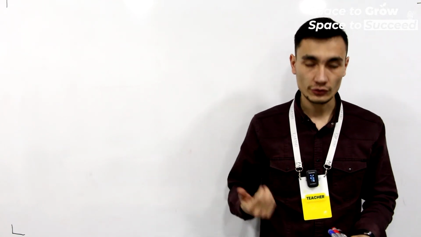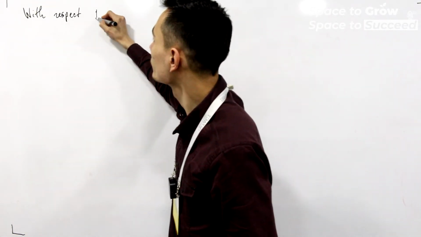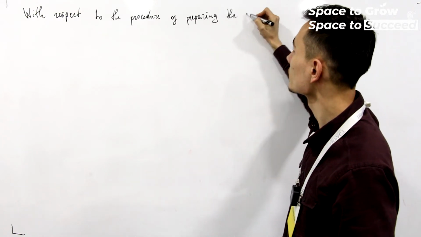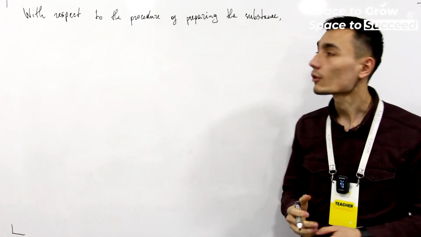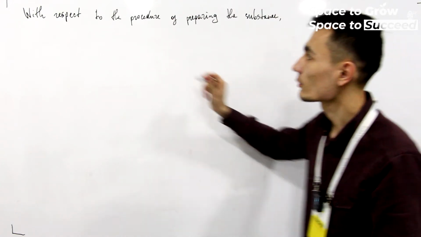Now let's continue with body paragraph 2, and we start our second sub-procedure, which is preparing the substance. We should start first with the structures to begin our body paragraph. As well as "regarding," we can just use "with respect to" this time. As we see, we wrote "with respect to the procedure of preparing the substance."